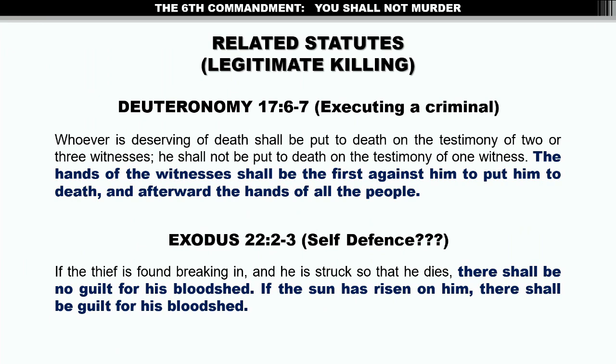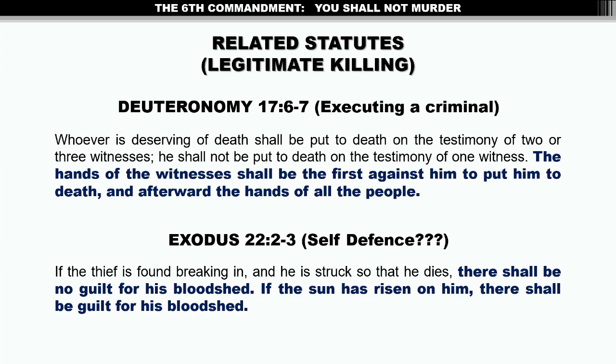Now in Deuteronomy 17 verses 6 to 7 we read, "Whoever is deserving of death shall be put to death on the testimony of 2 or 3 witnesses. He shall not be put to death on the testimony of 1 witness. The hand of the witnesses shall be the first against him to put him to death, and afterwards the hands of all the people." So we see here that God gives permission to the witnesses and those involved in the trial to terminate the life of the one convicted of the death penalty.